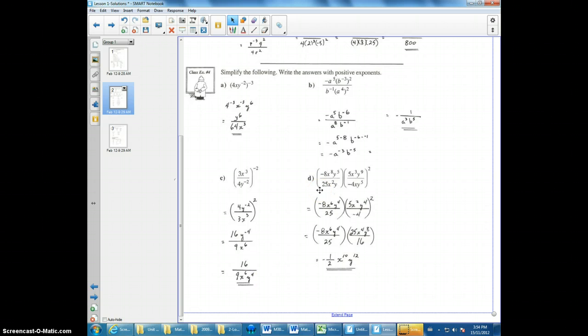D. Hope you're having fun. All right, now what we'll do is we'll look at negative 8x to the power of 8 y to the power of 5 over 25x squared y. Well, you can read the rest.